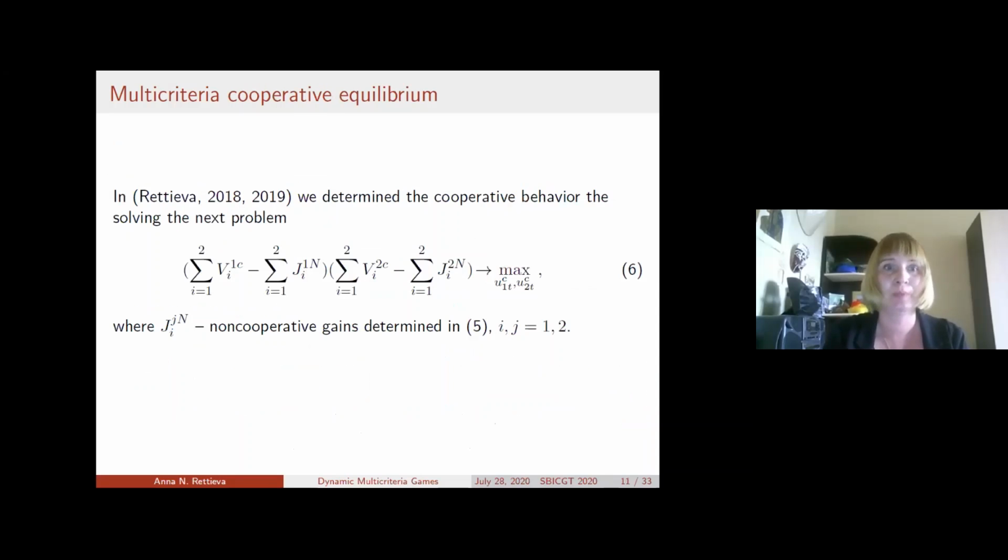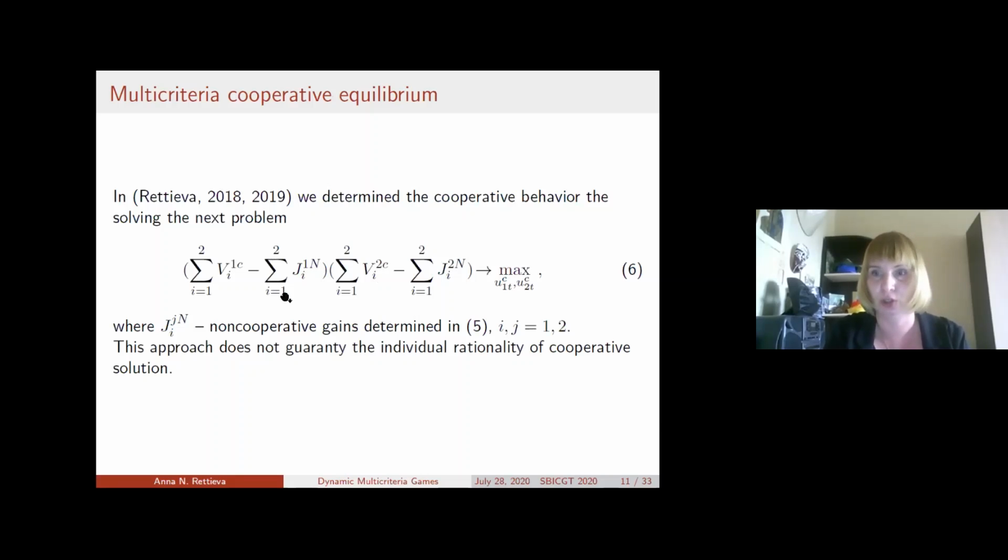We can do it now. And then, as we did in our previous papers, we determined the cooperative behavior by solving the next problem. So we maximize the product of the difference between the sum of cooperative and non-cooperative payoffs in both criteria. So the sum for 2 players. But you see that in this asymmetric case, we cannot do this summation, because the players possess different discount factors. Moreover, this approach does not guarantee individual rationality. So it doesn't guarantee that each cooperative payoff will be equal to or larger than the non-cooperative one.